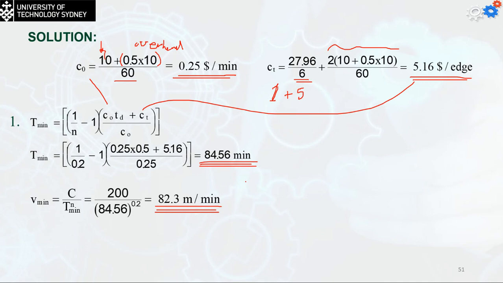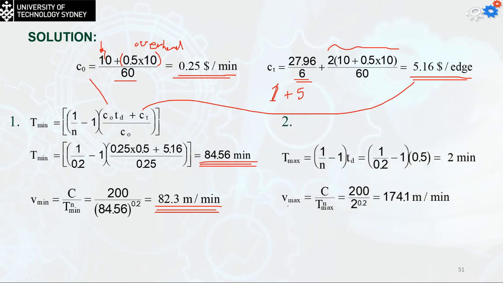Now, for the maximum tool life, which is related to the maximum speed we're going to have. The T maximum is going to be (1 over n minus 1) multiplied by the TD. So (1 over 0.2 minus 1), and then we multiply by the tool changing time, which is 0.5 minutes, and this will give me 2 minutes. That will be the case if I run the cutting tool at a cutting speed of 174.1 meters per minute.